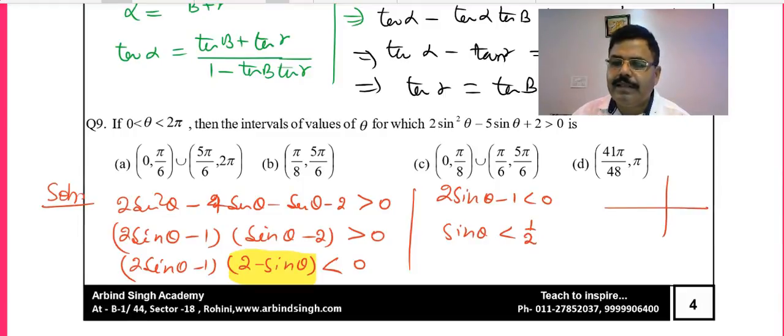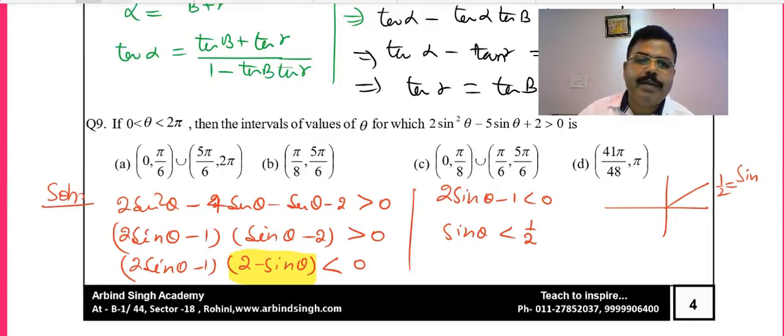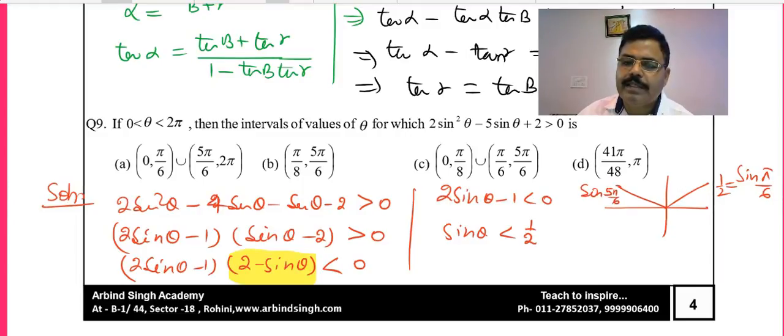If I go for this, sine theta is half at sine 30, that is pi by 6. So I can write sine pi by 6 here, the value will be half. The value of sine is going to increase, and from here till sine pi minus pi by 6, that is 5 pi by 6, here also the value will be half. In this region, the value of sine is more than half. It increases up to 1 at this point, and then decreases. But we want the value less than half. So our answer will be in this region only.